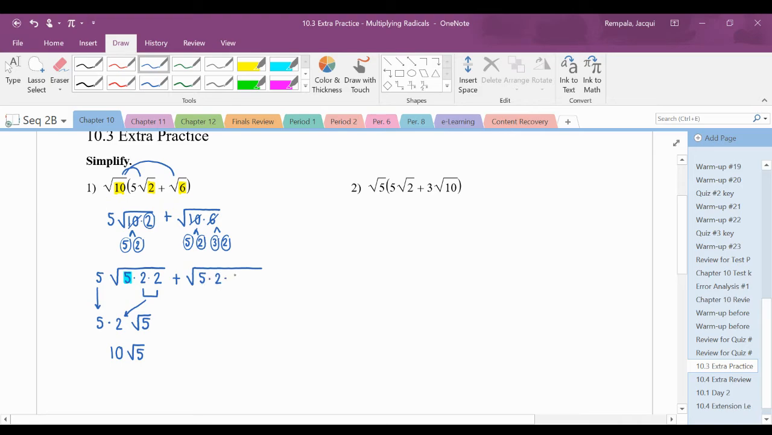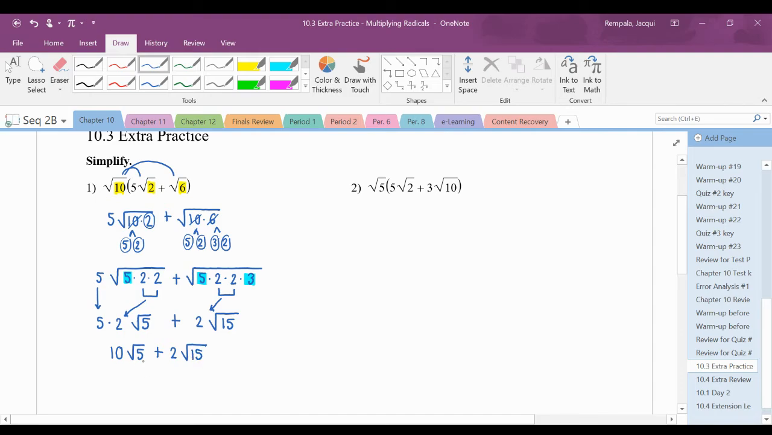I'm going to switch this around. I'm going to put the 2 together and then the 3. So notice that once again, we seem to have a pair of 2's. So I'm going to be able to move that one time, because I only have one pair, to the outside. And then notice that I have two numbers that are not paired up. Those are going to be multiplied back under the square root. So notice that 5 times 3 is 15. So we have 10 root 5 plus 2 root 15.